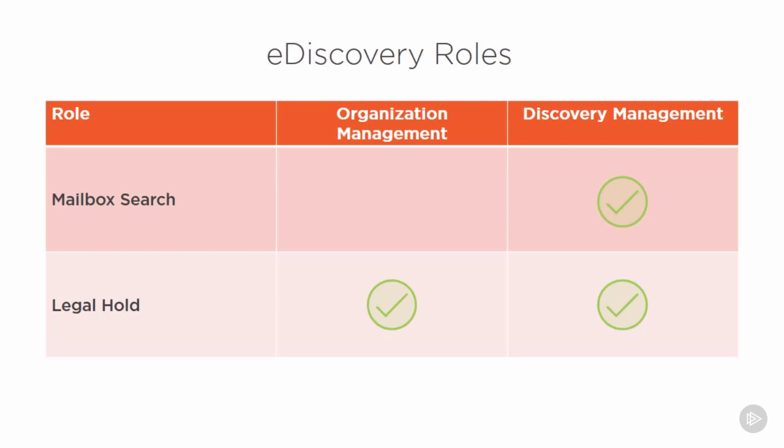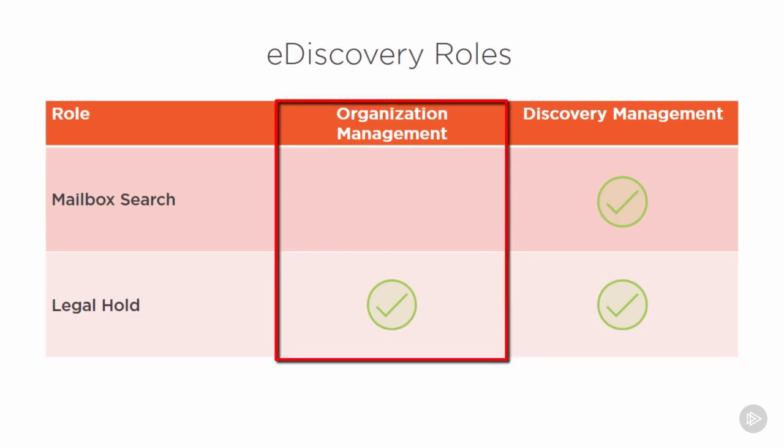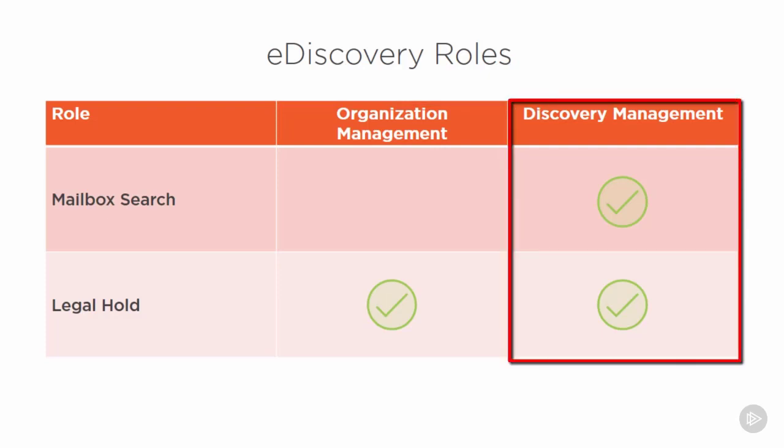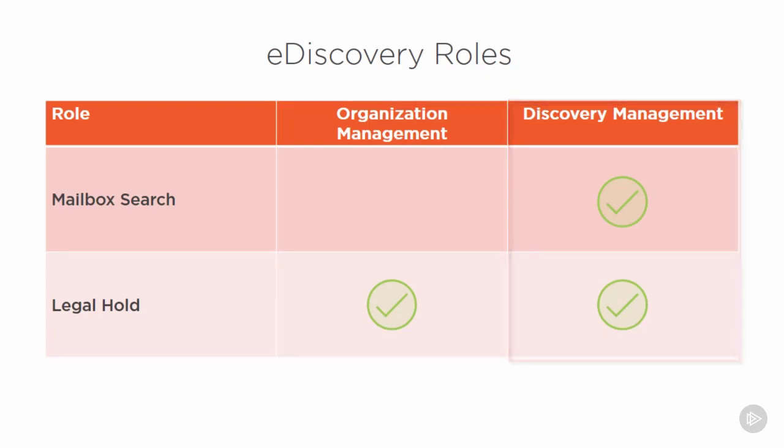Organization Management Role Group members, which is the highest form of administrative access to the Exchange org, get legal hold rights, but not mailbox search rights. The Discovery Management Role Group gets both, but it's not populated with any members by default. So to grant a user the rights to perform eDiscovery searches and apply holds, you simply add them to the Discovery Management Role Group.